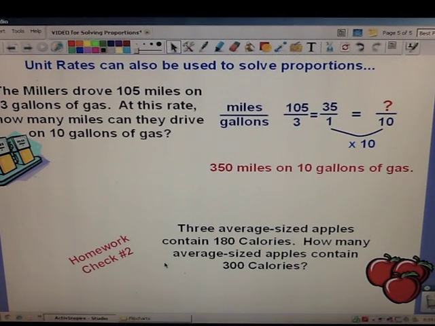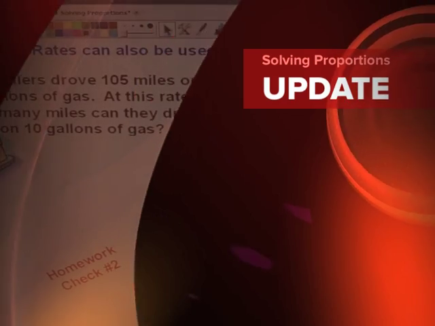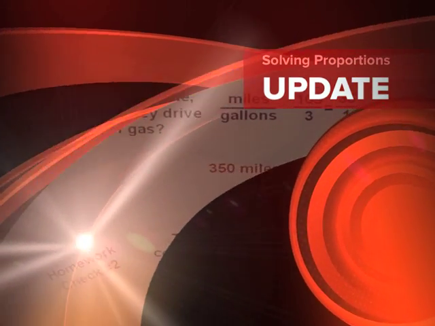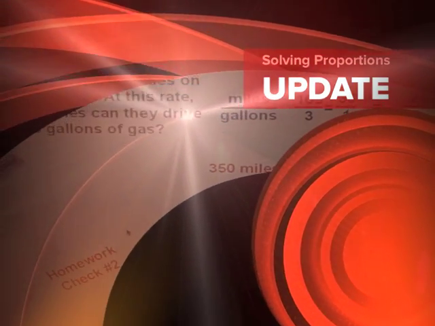Okay. Homework check number 2. 3 average-sized apples contain 180 calories. How many average-sized apples contain 300 calories? Go ahead, work this on your paper. You're going to turn this into class tomorrow. Make sure you set up your proportion correctly with the units. Make sure you have an answer statement. And once you're done, that is the end of the video.